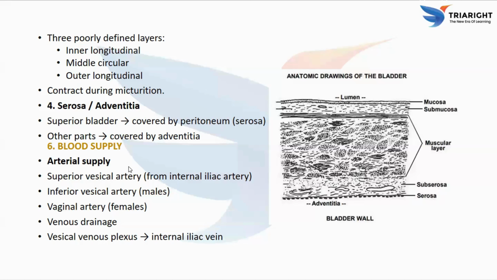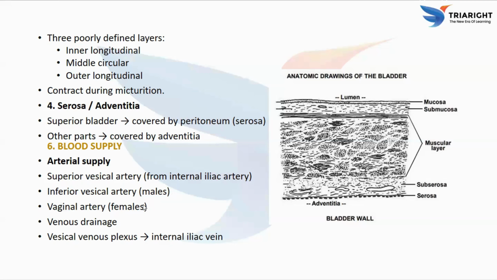So next is the blood supply of the bladder, the arterial supply. The main artery is the superior vesical artery. It is a branch of the internal iliac artery and it also supplies the upper part of the bladder. The second artery is the inferior vesical artery in males. It supplies the base and neck of the bladder. It also supplies the prostate and seminal vesicles.